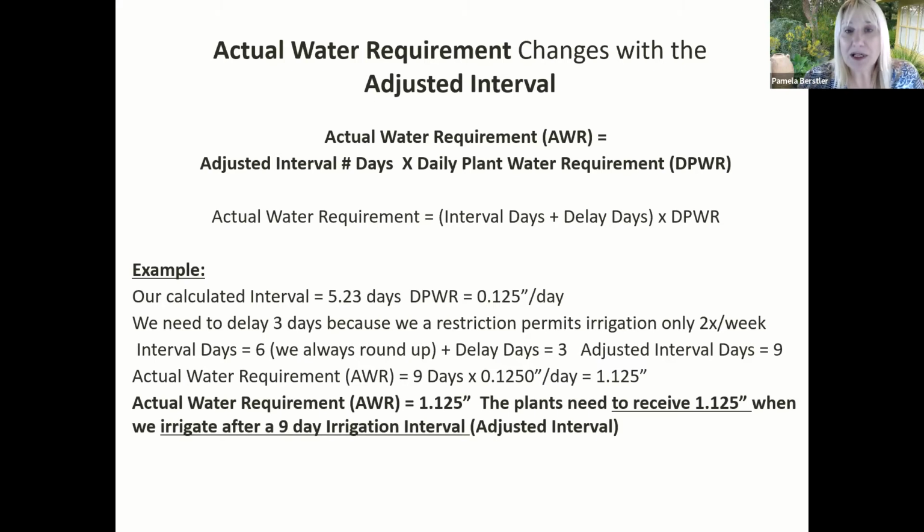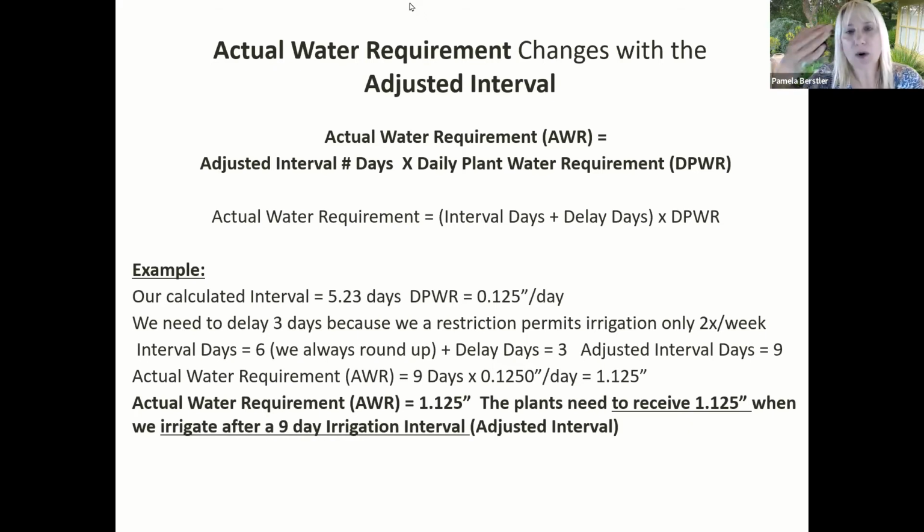So once you calculate your interval, you are then going to calculate your actual water requirement, all right? The actual water requirement is going to change with this adjusted interval that you have. Now, it's not a big deal when you're rounding up and you have 1 extra day, because it's going to be like 0.125 inches of water that's coming out of the soil. That's not a big deal. The big deal happens when you have restrictions on your irrigation.